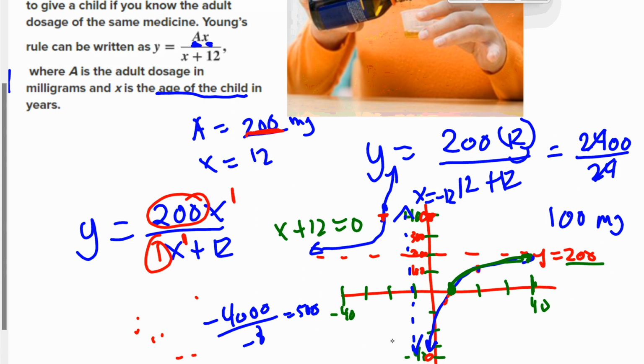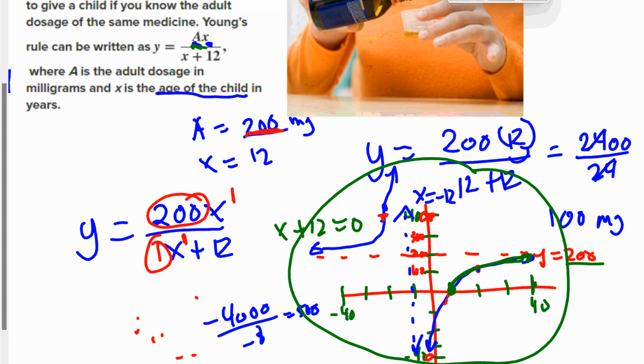So that's how you could use it. You could plug in the adult dosage and the kid's age and calculate it, or you could graph it all the way out to estimate where you want. Even though here's the whole graph, all we really care about in reality is from this spot up. So that means probably less than 10, 10-year-olds could take that adult dosage.